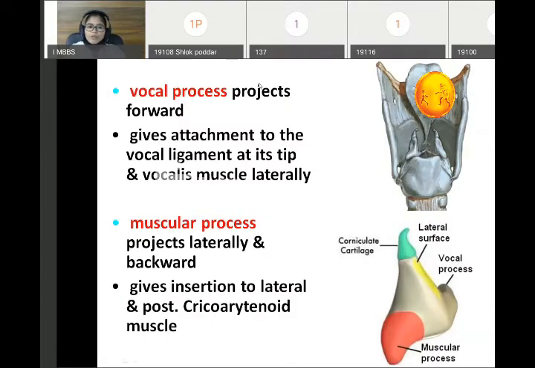First we will see the vocal process. You can see this is the vocal process. It projects forward and it gives attachment to the vocal ligament. This is the vocal ligament. This vocal ligament is attached from the posterior surface of the thyroid angle up to the tip of the vocal process. And the vocalis muscle is attached to the vocal process just lateral to the vocal ligament.